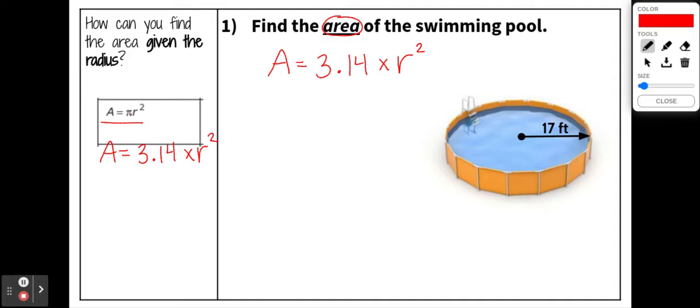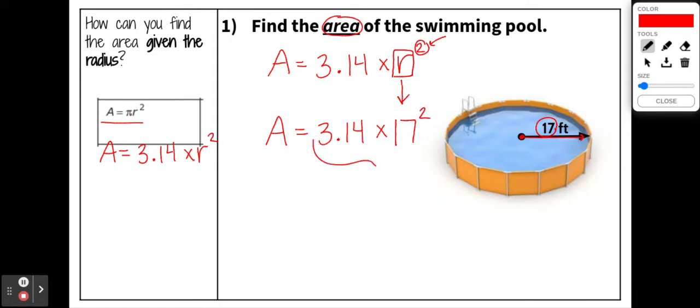Let's fill in what we know. Looking at the pool, we can see that we are given the radius of the pool. It's 17 feet across, halfway through that pool. That's the radius. So we're going to replace the R in the formula with 17. Let's write everything out. We have area equals 3.14 times, in place of the R, the number 17, and don't forget that we want to square this, to the second power, 17 squared.